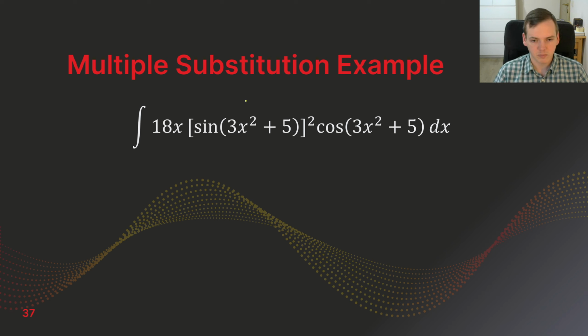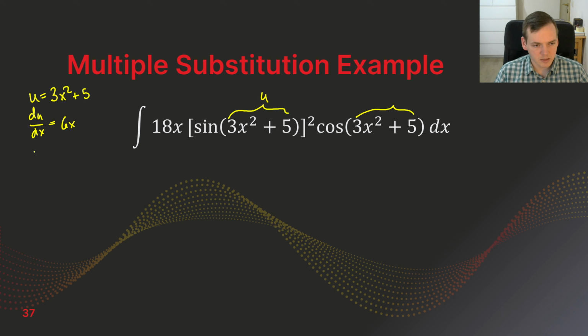done in one. So the first thing that I'm going to notice is that we've got this 3x squared plus 5 showing up in a couple places. So I'm going to call that my u. So u is equal to 3x squared plus 5. That means the derivative is going to equal 6x. So that means dx is going to equal du divided by 6x.